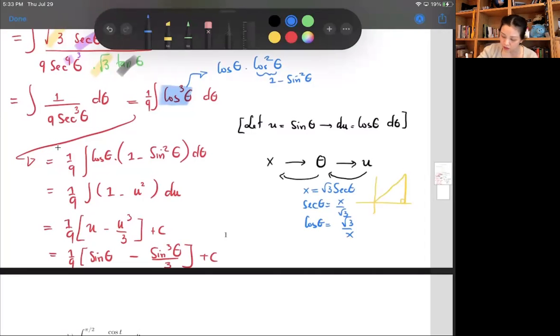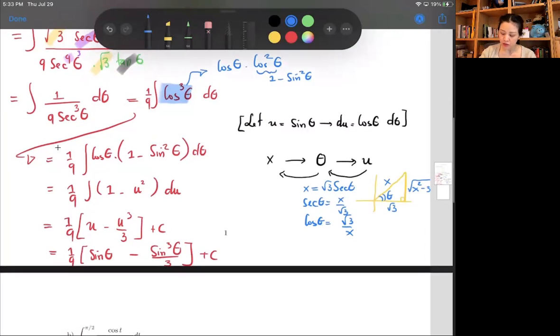So here's my theta. Cosine is adjacent over hypotenuse, so adjacent is root 3, hypotenuse x. So this part right here will be square root of x squared minus 3, using the Pythagorean theorem, c squared equals a squared plus b squared.